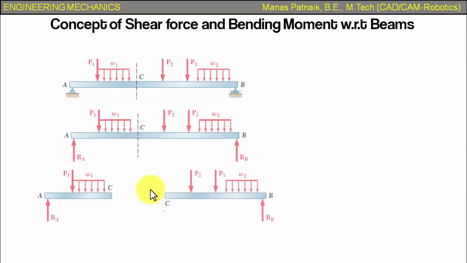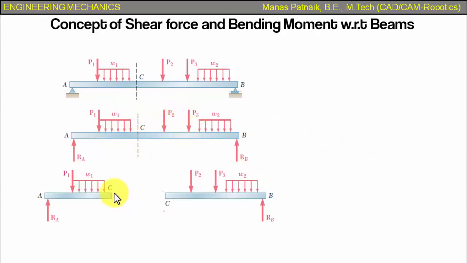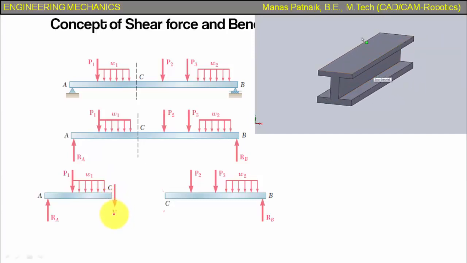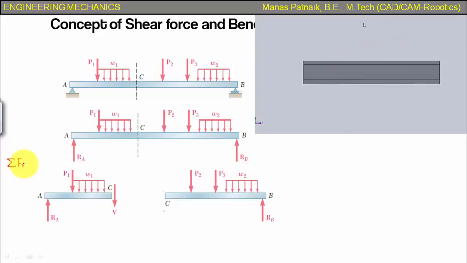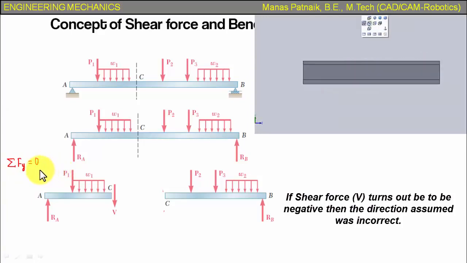Now let's talk about the definition of shear force. It says that shear force is the algebraic sum of all the unbalanced vertical forces acting either towards the left of the section or to the right of the section. Let's say that the shear force acting somewhere along this cross section is represented by V, and let's assume that it is acting in the downward direction. If you wish to calculate the magnitude of this shear force, you can do so by applying the simple equation of equilibrium, that is summation of all the forces in y direction is equal to 0. That's something that we learn in mechanics in forces.